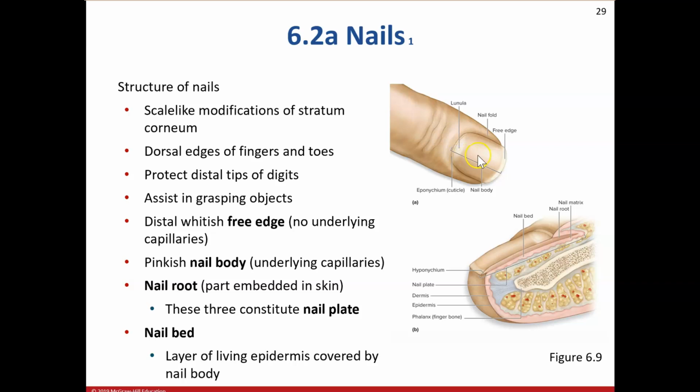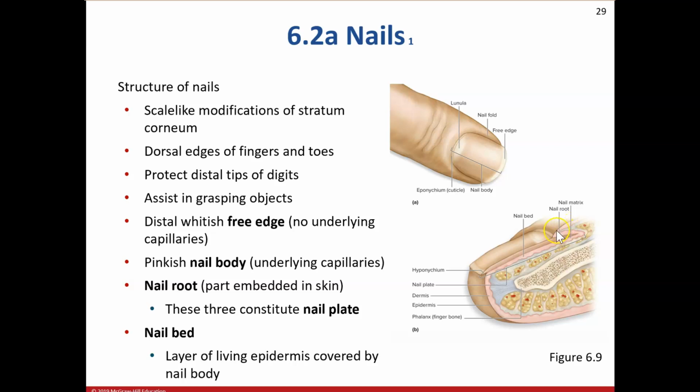And then the reason we have our nails is really to protect the distal tips of your digits. They can also help assist with grasping objects. And on this distal edge, we're going to see this whitish free edge. There are no underlying capillaries here, and that's why it has that white pigmentation. The pinkish nail body over here has capillaries underlying it, and that's why you see a little bit of pink pigmentation there. Our nail root that you see over here is going to partly be embedded into our skin.